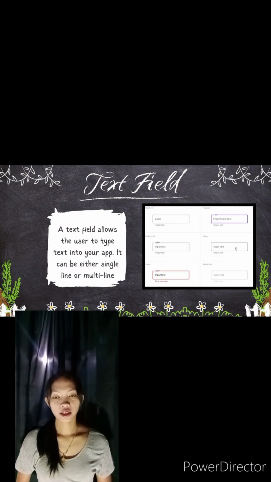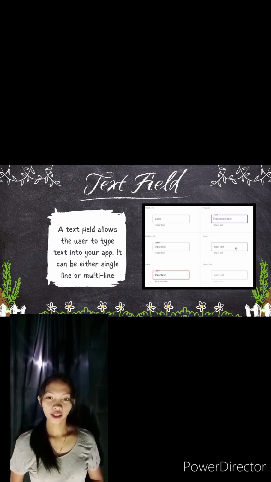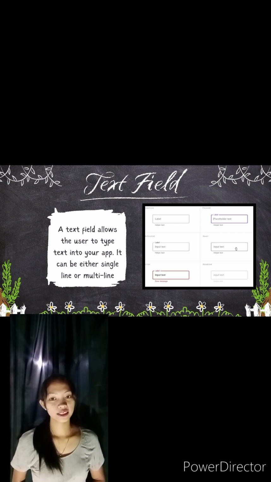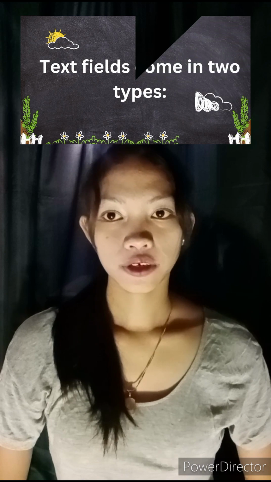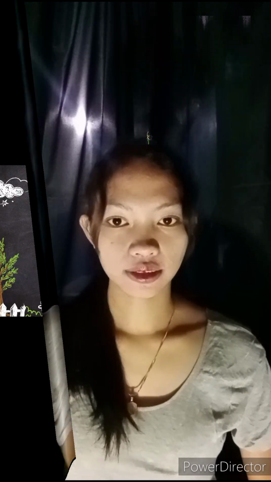A text field allows a user to type text in your applications. It can be either single line or multi-line. So text fields can be either a single line or multi-line, which we usually see on the application forms that people or users give to us. There are two types of text fields. First, filled text fields, and the other is outline text fields.